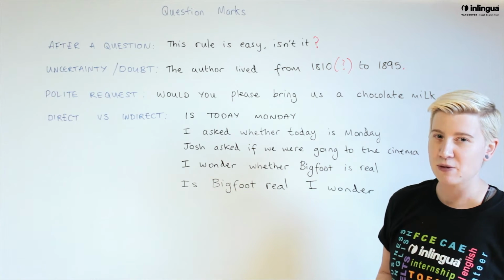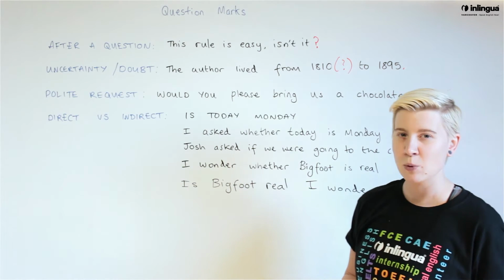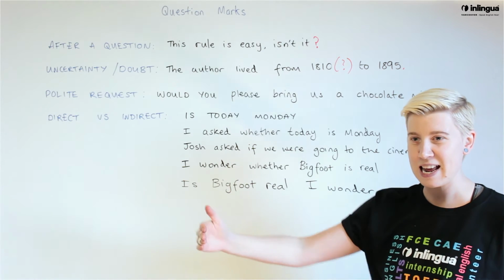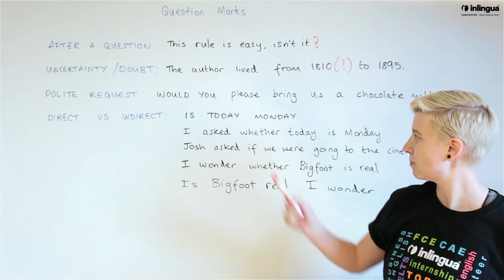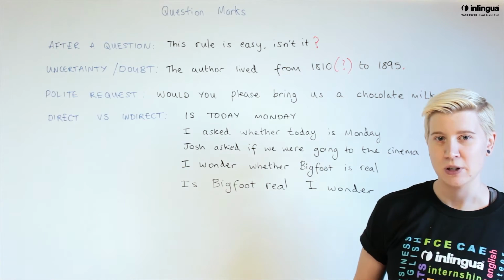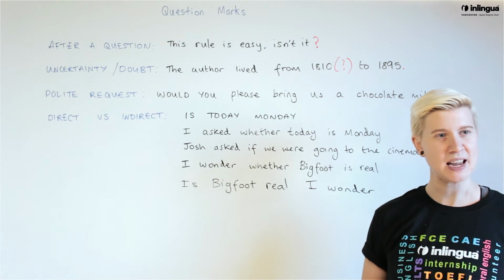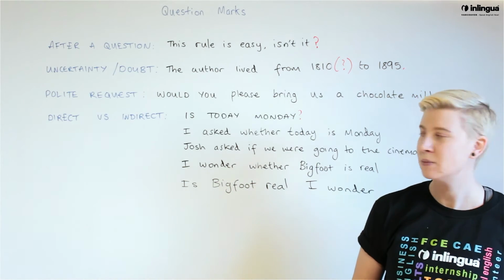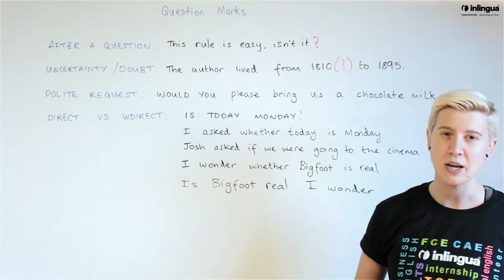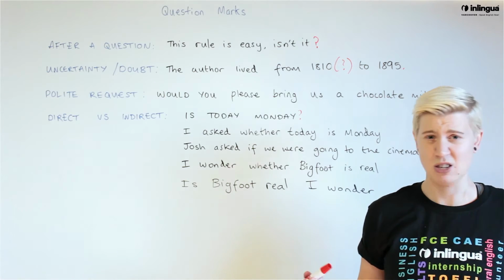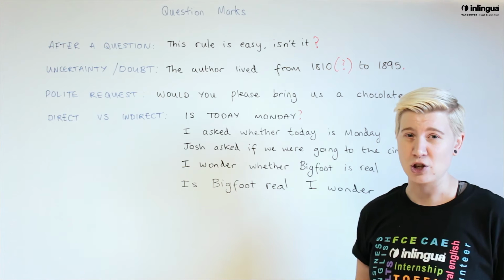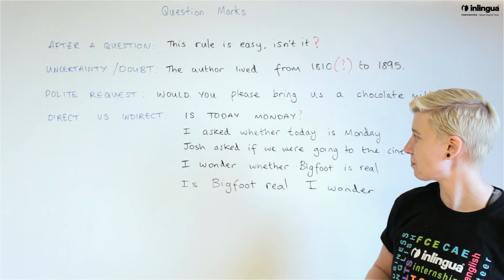We have two types of questions that we can ask. We can ask a direct question, or we can ask an indirect question. A direct question, for example, is: Is today Monday? Needs a question mark every time. Okay? This simple question, is today Monday? I don't know, do you know? It's not Monday. But we need a question mark to show that it is a question.